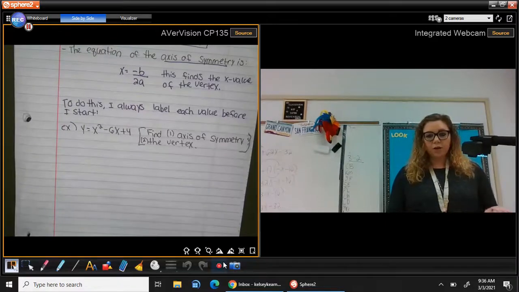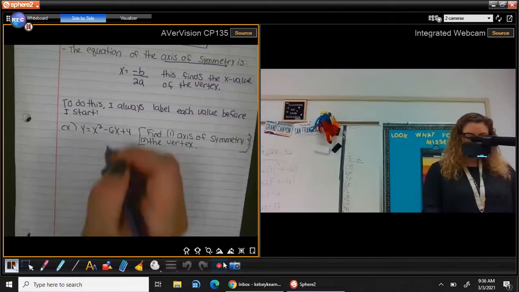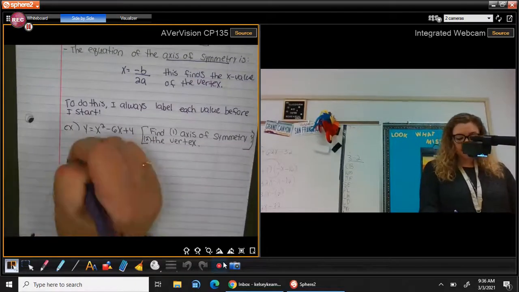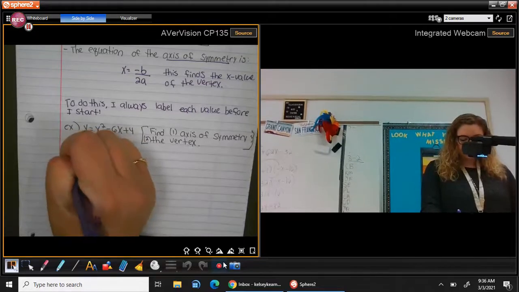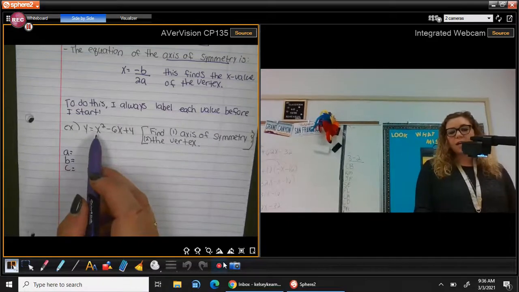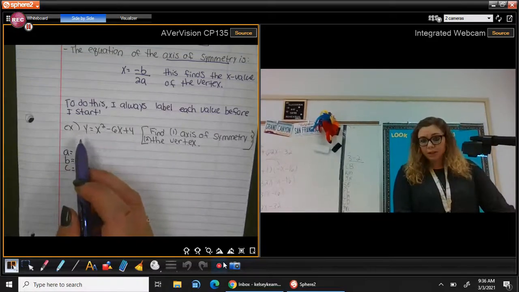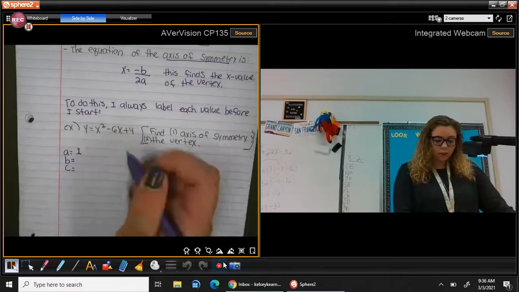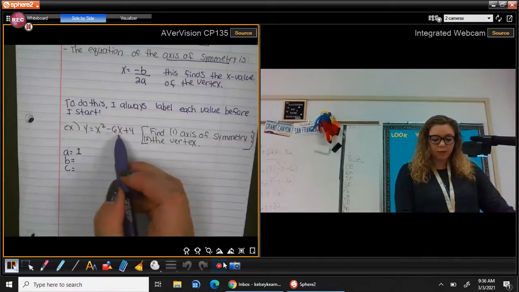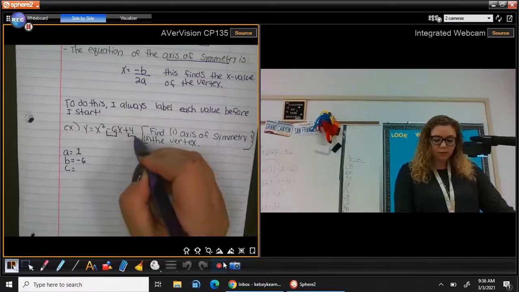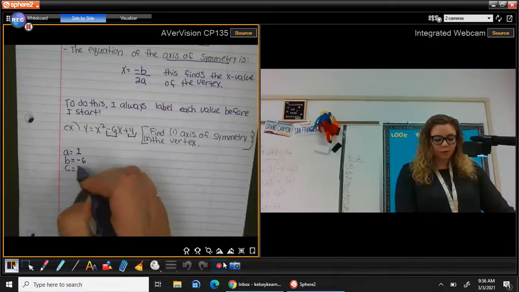Okay, so one, we have to find the axis of symmetry. So to do that, I'm going to always label each value. So I'm going to have A, B, C. So your A is always beside your x squared. Now notice how I don't have a coefficient here, but there's an understood 1. Okay, B is always going to be the coefficient beside my x, so I have negative 6. And then C is always going to be the number by itself, which is 4.